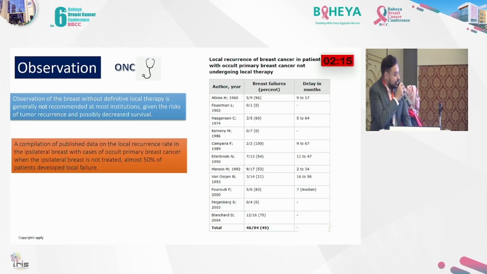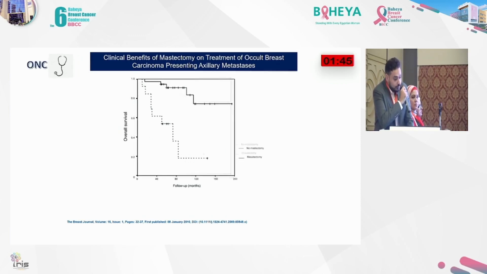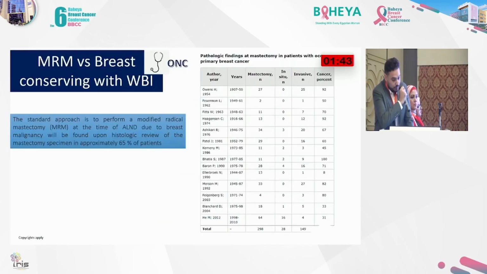Here you can see in this table a compilation of published data on local recurrence in patients with occult primary not undergoing surgery, and almost 50% of patients develop local failure if we don't give any local treatment for the ipsilateral breast. In this Kaplan-Meier curve, from a study of the clinical benefit of mastectomy versus observation, you can see a dismal outcome for patients who didn't have mastectomy, regarding disease-free survival and overall survival as well.